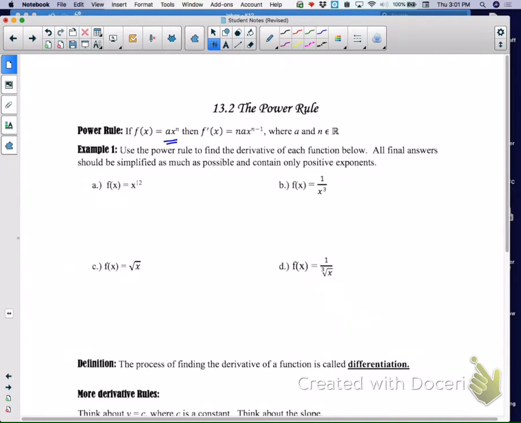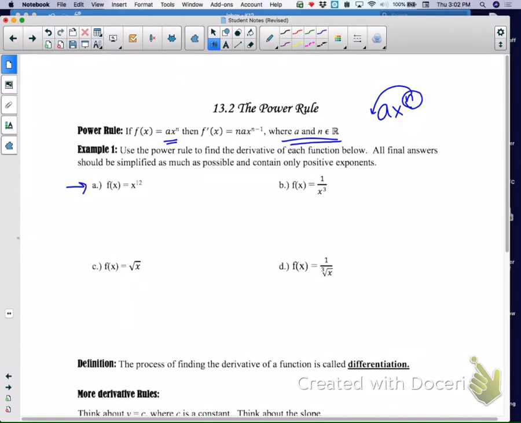times x to the n power, so a is going to be representative of a number, n is going to be representative of a number, and that's what that says down here. They're going to be real numbers. Then the derivative of f of x is equal to n times a times x to the n minus 1 power. So essentially what's happening is that n is going to come down here and multiply times the a, and then you're going to decrease that n by 1. So first example here, pretty simple, x to the 12th power.